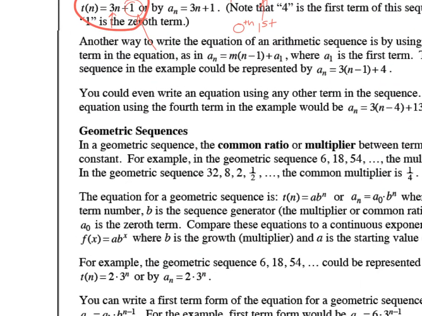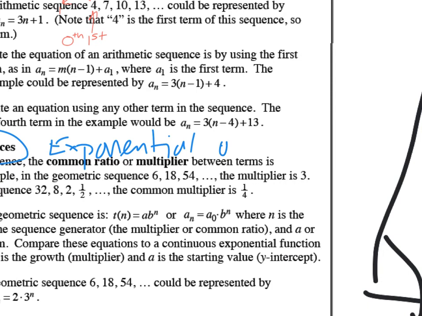The other kind of sequence that we're just going to briefly talk about is something called a geometric sequence, which is very similar to exponential functions. And if you don't recall exponential functions, as a brief reminder, an exponential function is something that looks like y equals a times b to the x, where the a value is your starting amount and the b value is your multiplier.